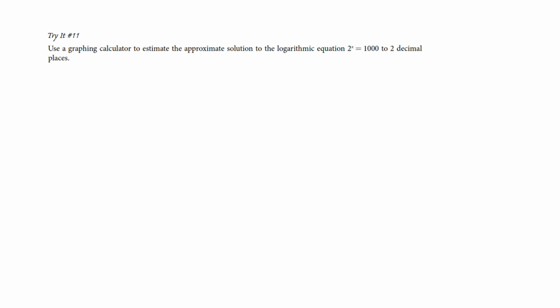Again, the same thing. So what I would do here is graph just 2 to the x here. And I would also graph y as 1,000 on a calculator. See where those points intersect to get an approximation for this. I'm not really sure that would be all that useful.